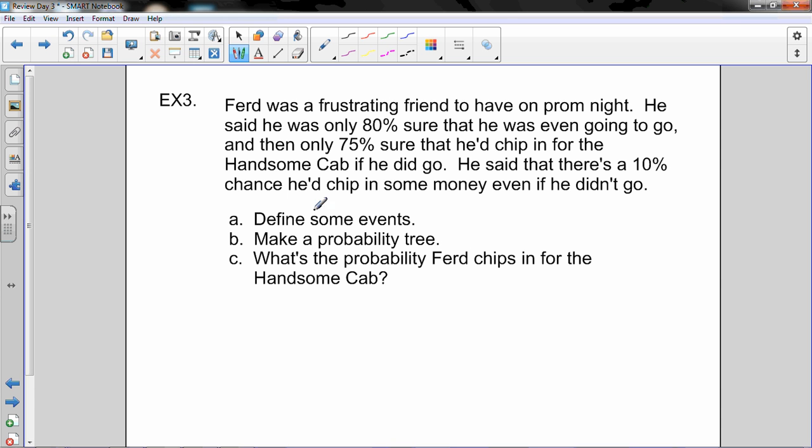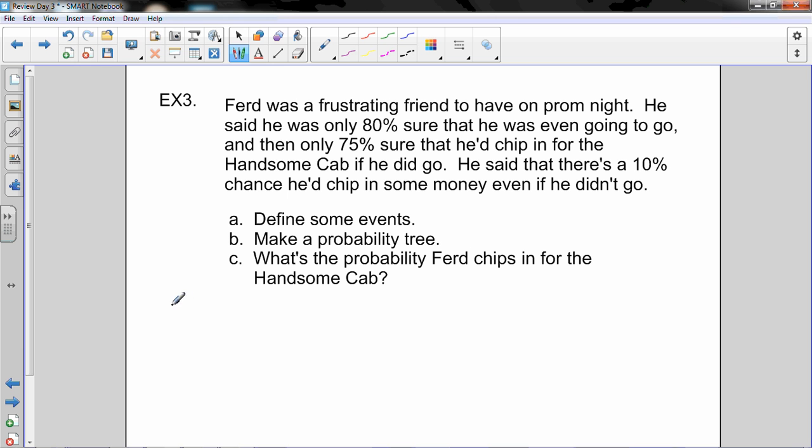Here, Ferd is a frustrating friend to have on prom night. He said he was only 80% sure that he was going to go, and then 75% sure he'd chip in for the handsome cab. If he did go, there's a 10% chance that he'd chip in even if he didn't go. Well, this is this idea of dependent events. One event changes the probability of the other.